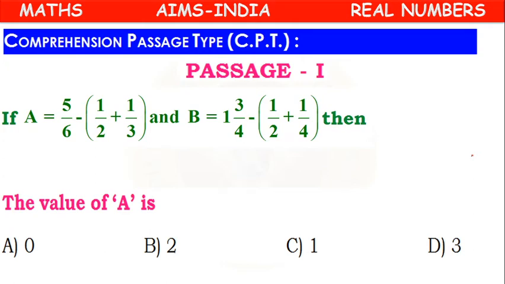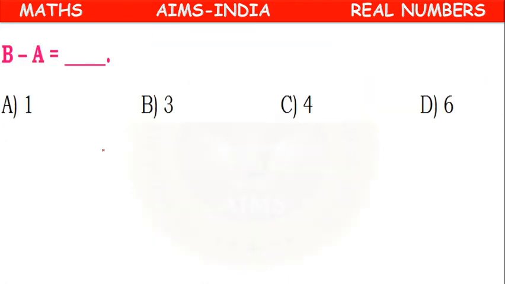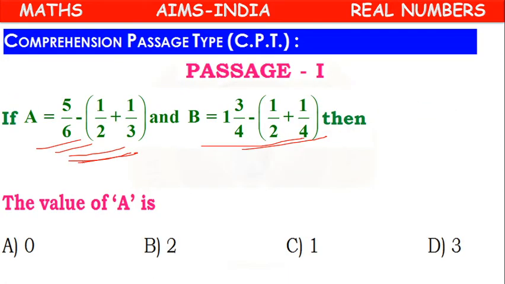So next. A equal to 5 by 6 minus of 1 by 2 plus 1 by 3. B equal to 1 3 by 4 minus of 1 by 2 plus 1 by 4. So then what is A? They are just asking the A value to confuse you. Sorry, it's a comprehension passage type question. After one passage, 3 or 4 questions will be given based on the passage. So you have to understand the passage and find the answers.